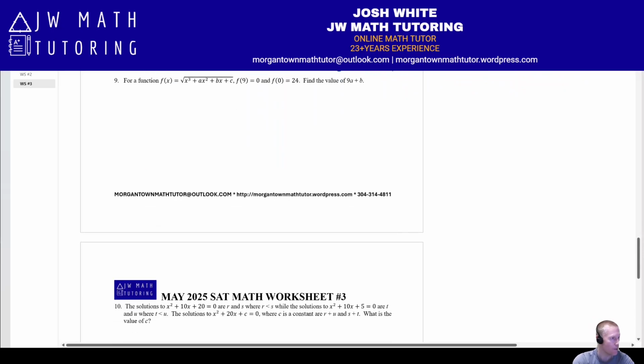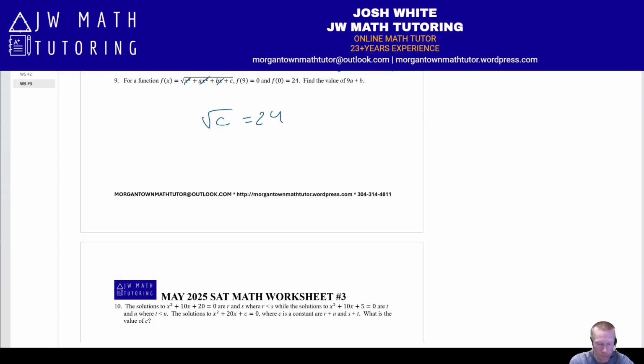All right, next up, bottom of the page, number 9. This is actually a brand new question. This is a tricky question. And the approach that I would take is as follows. So, if you want to do this by hand, here is how you have to approach this. First, if you plug in 0, you're going to get basically the square root of c equal to 24. That means c has to equal 576.